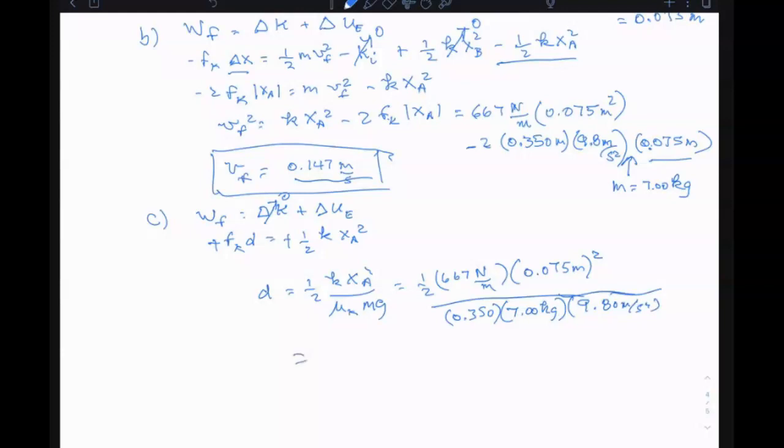Then we stick that in our calculator and we find that the answer is 78.1 times 10 to the minus 3 meters, or 7.81 centimeters. And that concludes this problem.